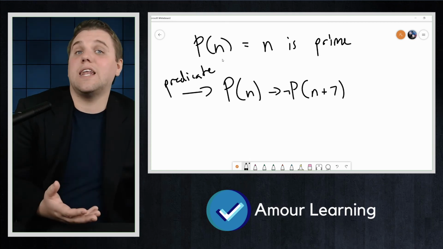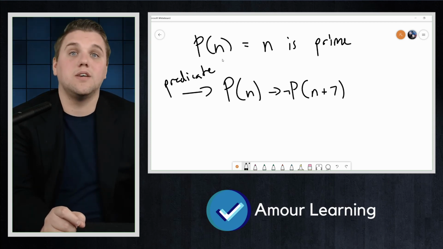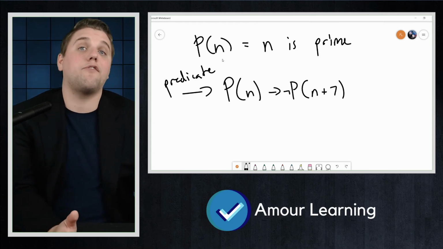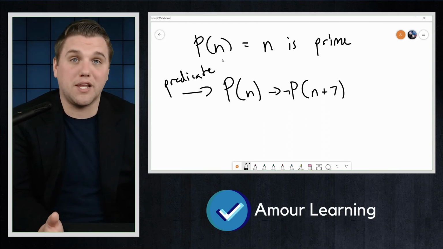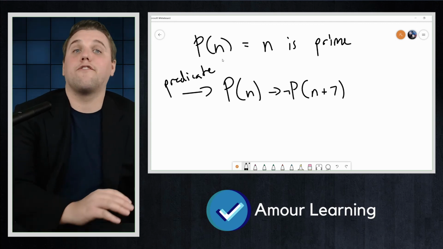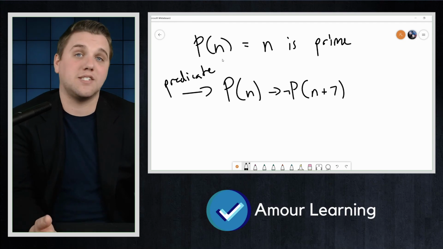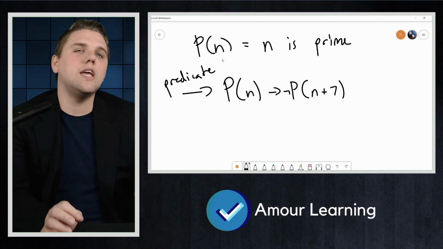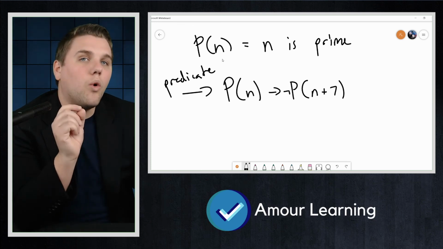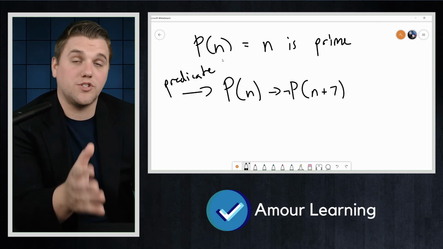Now, if we plug in a specific value for n, we do get a statement. In fact, it turns out that no matter what value we plug in for n, we get a true implication in this case. What we really want to say is that for all values of n, if n is prime, then n plus 7 is not. We need to quantify the variable. In the next video, we'll discuss what exactly it means to quantify a variable. So I'll see you then.